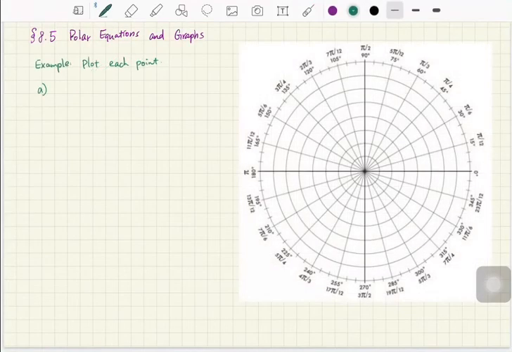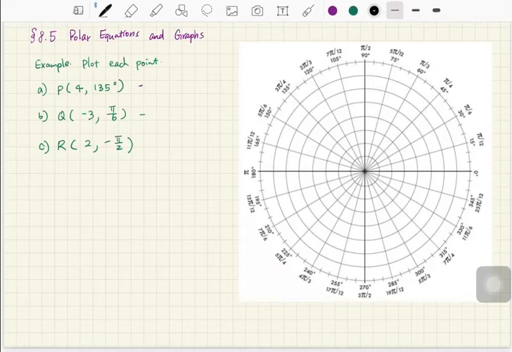For example, I have 3 points I want to plot. The first one is point P, which has radius 4 and angle 135. The second one is Q, which has radius -3 and angle pi over 6. And the last one is R, with radius 2 and angle -pi over 2. I'm going to use different colors to graph them on the polar graph here, with the polar axis here.